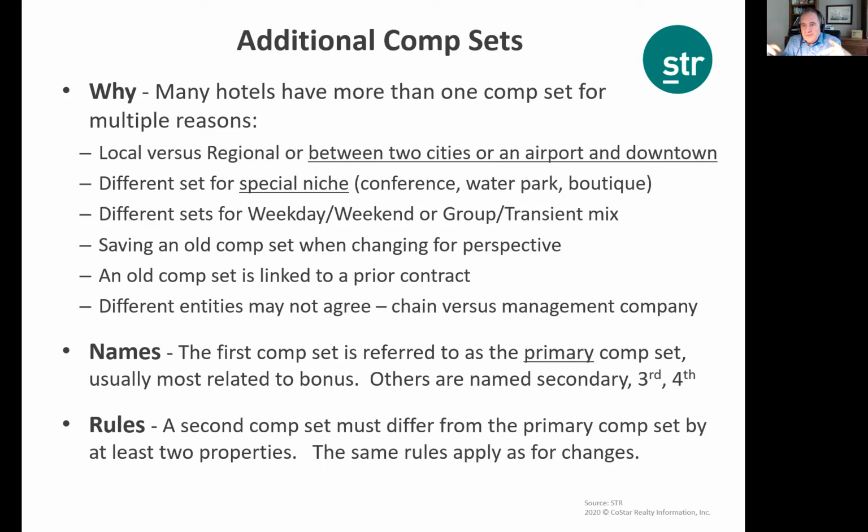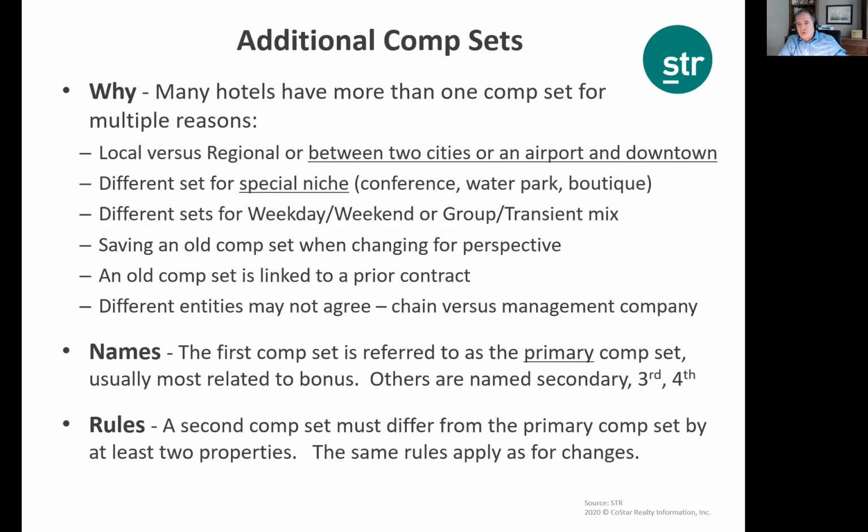Sometimes if a hotel's between 2 cities, they may have one comp set for one city, one for another, or if they're between airport and downtown, again, they could have 2 different comp sets. Sometimes it's related to a special niche, like you're a boutique hotel. You may have a local comp set and then one of other boutiques that are farther away. Sometimes it's a focus on the data. You may feel weekday versus weekend. On the weekend, you may feel like you compete with a slightly different group of hotels. Group versus transient is another example of that. So a bunch of different examples.